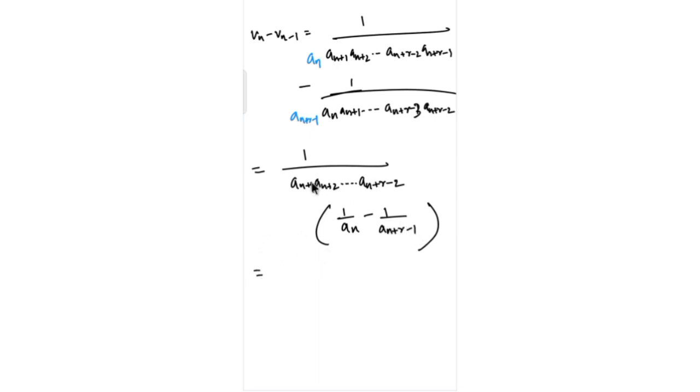So this is what we have got now, and on simplifying we get an+r-1 as common, minus an. So an+r-1 minus an, divided by an+1, an+2, so on an+r-2, and we have these terms an and an+r-1. There is a small error here, plus and minus.